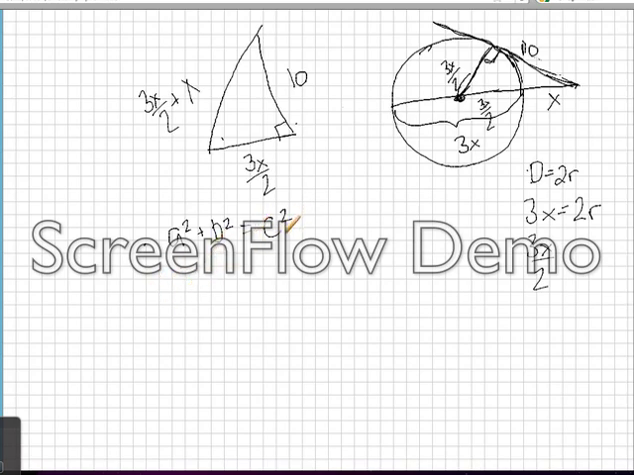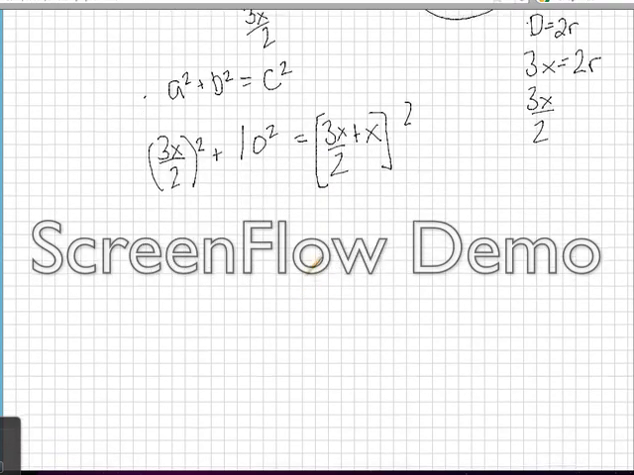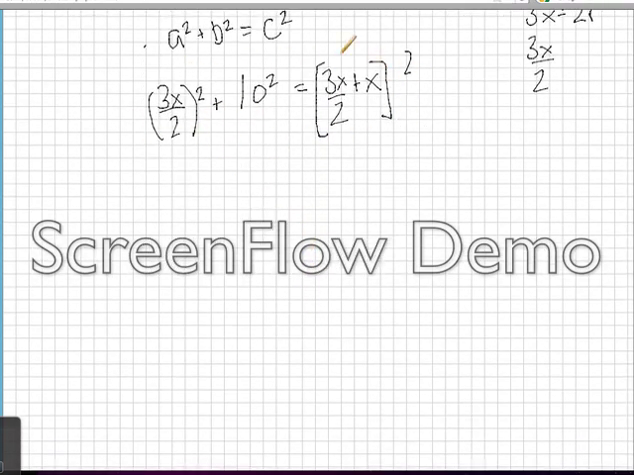So I'm going to go ahead and insert those values into the Pythagorean theorem. Here I have the first leg, which I'll call a, so (3x over 2) squared plus 10 squared is the distance on the other leg, equals (3x over 2 plus x) squared. I can now simplify this and start solving for x. So my first step is to simplify the problem.